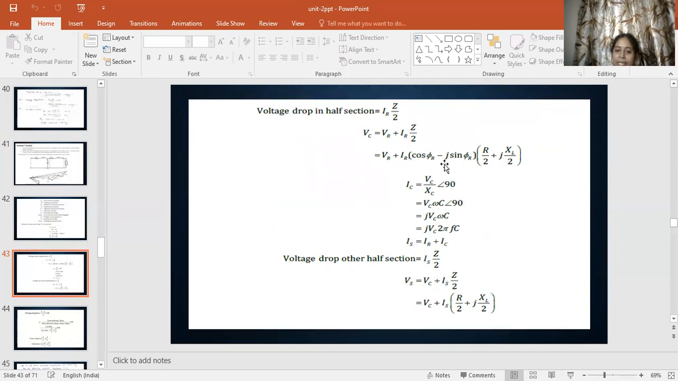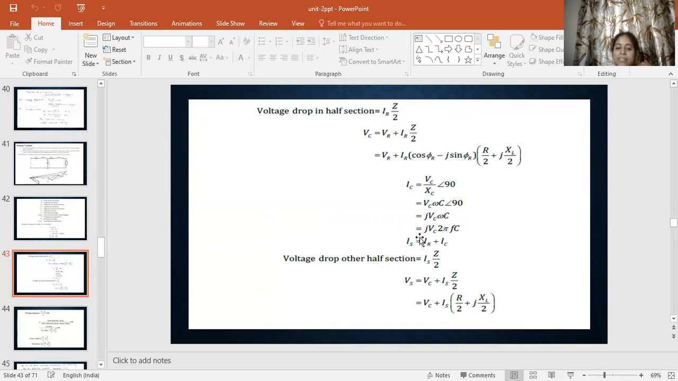Here IR is nothing but IR into cos phi r minus J sin phi r, and IC we can calculate, IC equal to V by R formula, VC by XC. XC is nothing but 1 by omega C. It can also be represented as the susceptance value, that can be represented as Y. In the problems, the given value is the susceptance value, so in place of susceptance value you can write that omega C value. Omega C equal to Y. And here J into omega C, VC, in place of omega we can place the 2 pi f value, so J into VC into 2 pi fC.